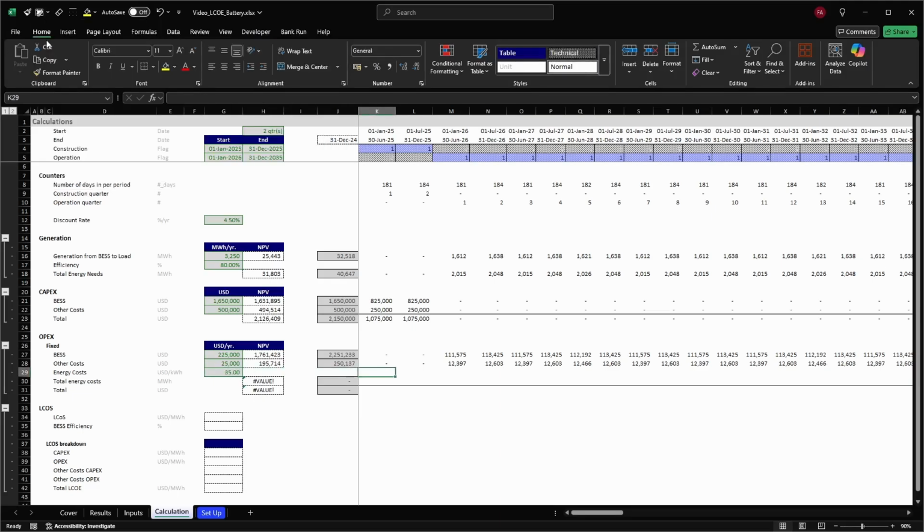All right, so what's going to be our energy cost? It's going to be equal to the cost. I'm going to press F4 3 times, and I'm going to multiply by how much energy we are purchasing or using to charge the battery, right? So pay attention.